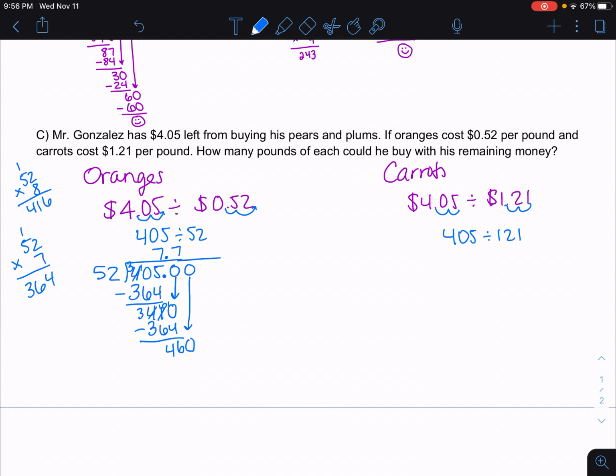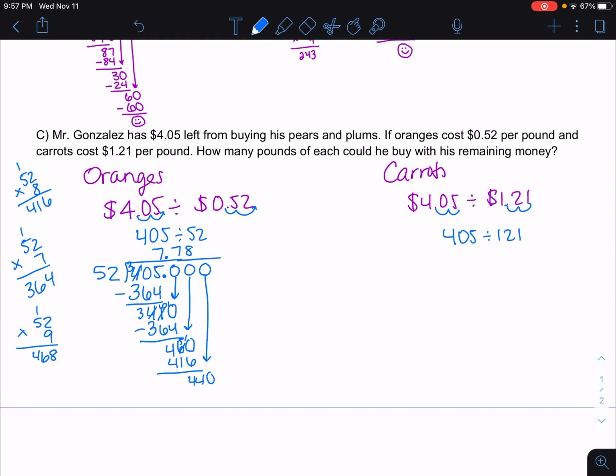So this one I can use 416, it looks like. Let's try 52 times 9 just to be sure. 9 times 2 is 18. 9 times 5 is 45. 468 is too big. So I'm going to do 8. And I get 416. So 440. Oh, sorry, 44. And I'm going to bring down the 0.